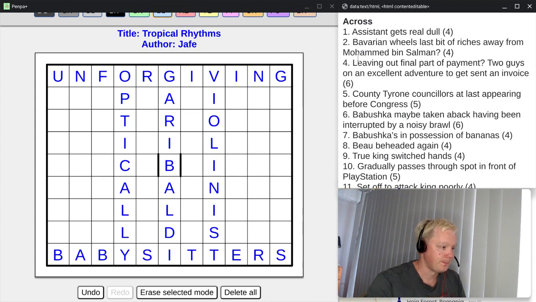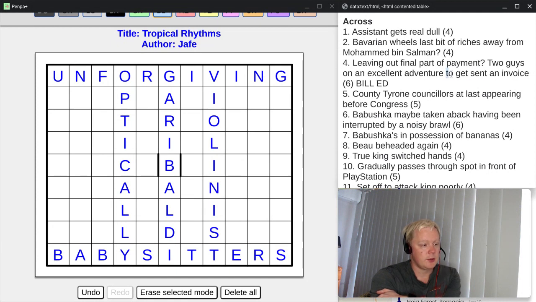Let's see. Number 4. Leaving out final part of payment. 2 guys on an excellent adventure to get sent an invoice. Now, the excellent adventure part is a reference to a film, or I think it's multiple films. Bill and Ted's Excellent Adventure. So the 2 guys there would be Bill and Ted. And if we leave out something, we remove something. And final part of payment, the final letter of the word payment would be T. If we leave out this T, we're left with build.